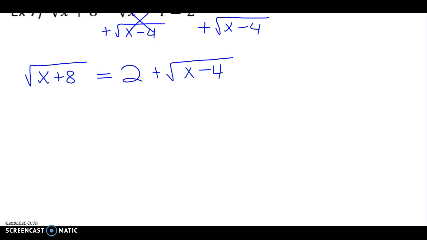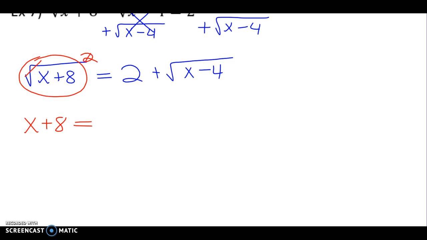Okay, so now this is the part where it gets a little bit weird. It's really important to make sure you write nice and neat, or this can get really sloppy. Okay, so now that this square root is isolated, I can square it. And that will for sure cancel out the square root, and I'm left with x plus 8.